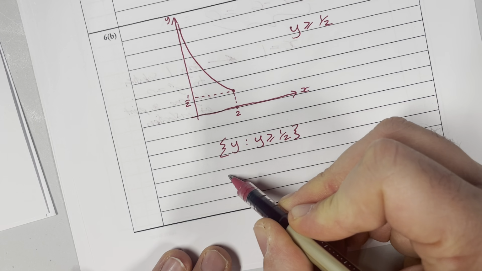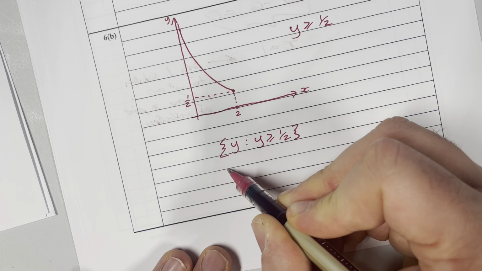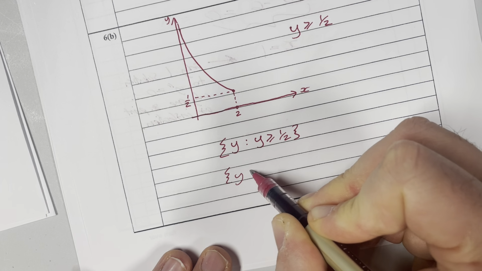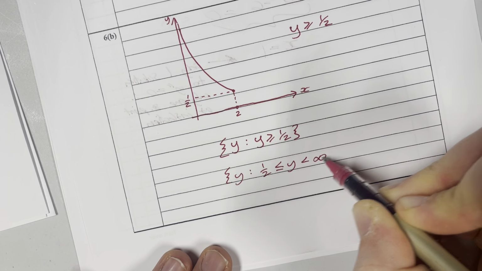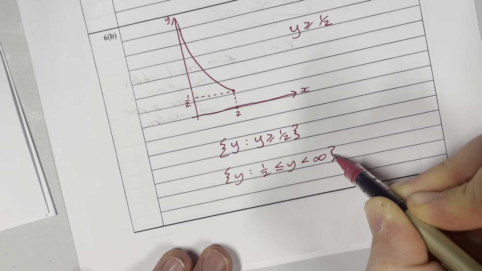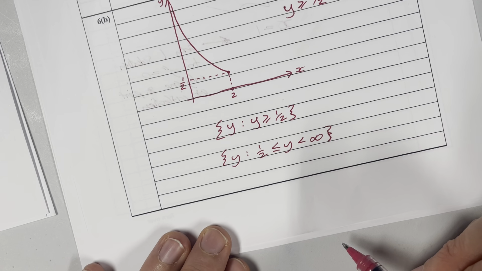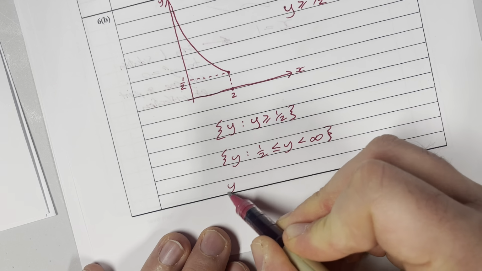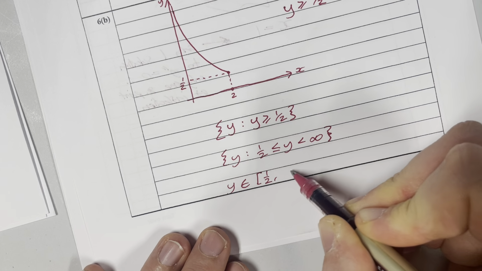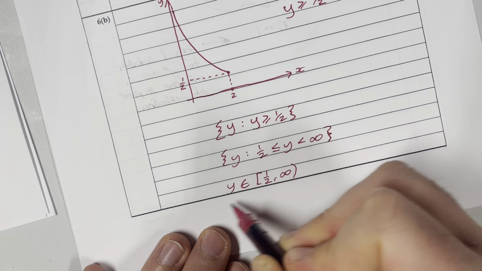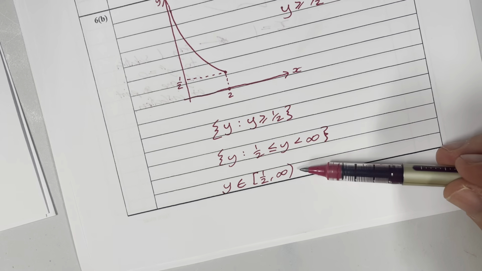Or you could say y is defined such that a half is less than or equal to y is less than infinity. Don't say equals infinity though. That would give you the mark. Or we could say y is an element of a half to infinity. That also is okay, and you'll get the mark for that.